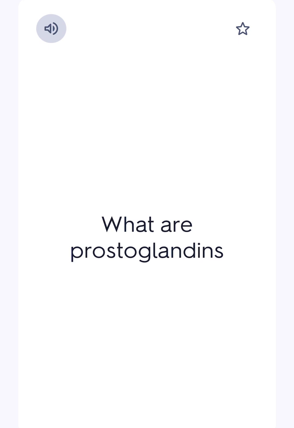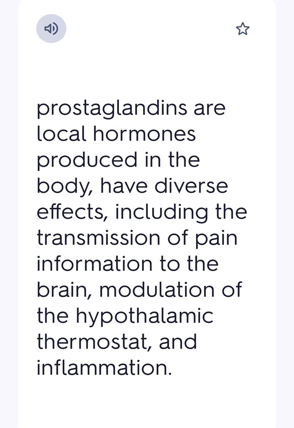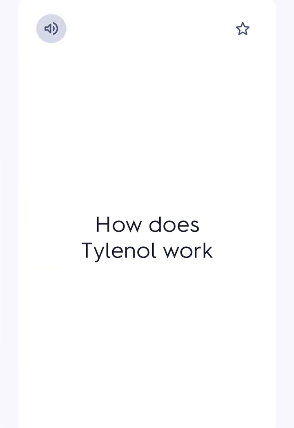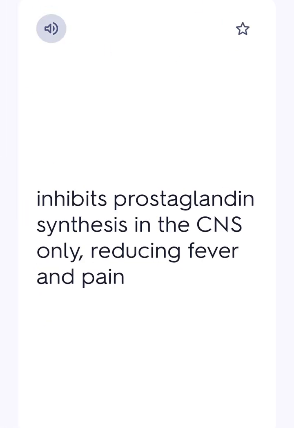What are prostaglandins? Prostaglandins are local hormones produced in the body, have diverse effects, including the transmission of pain information to the brain, modulation of the hypothalamic thermostat, and inflammation. How does Tylenol work? Inhibits prostaglandin synthesis in the CNS only, reducing fever and pain.